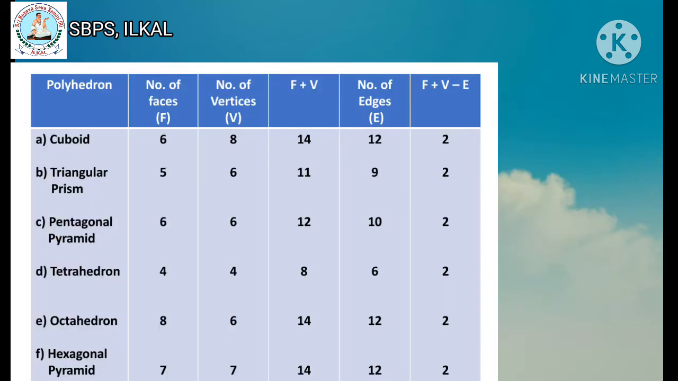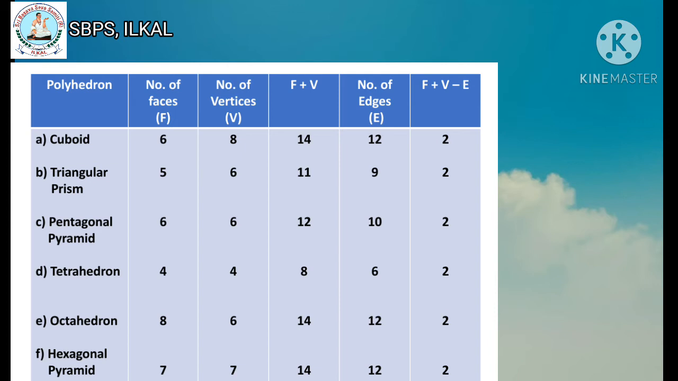Now you observe this given table, children. You will understand Euler's formula completely. For example, some polyhedrons I have given: A, cuboid; B, triangular prism; C, pentagonal pyramid; D, tetrahedron; E, octahedron; F, hexagonal pyramid. How many faces does each polyhedron have? How many vertices it has is given in this.